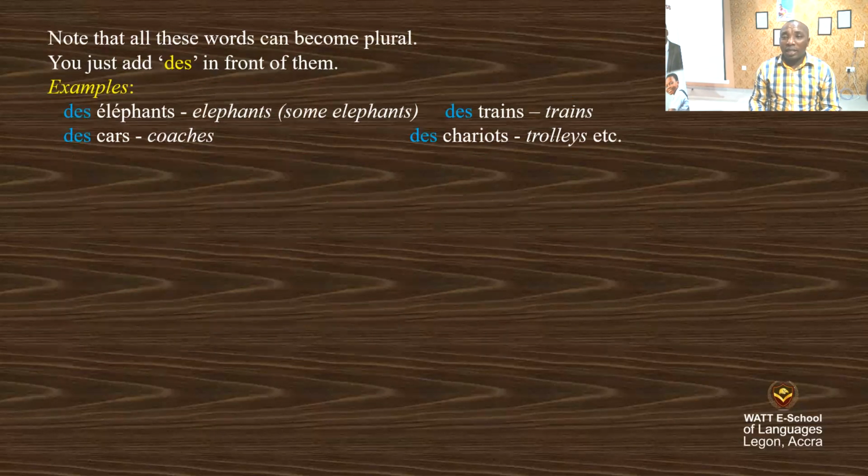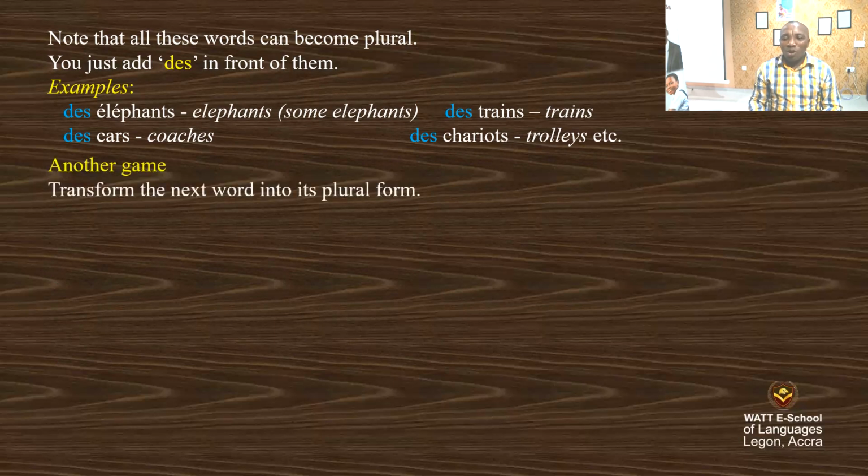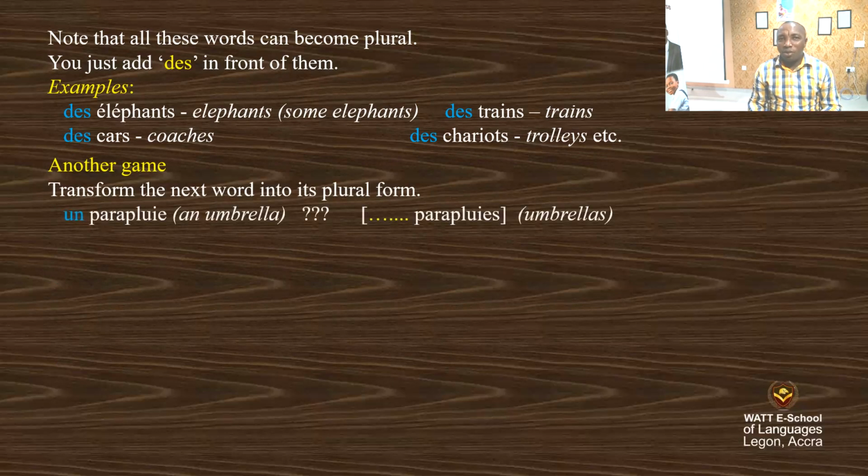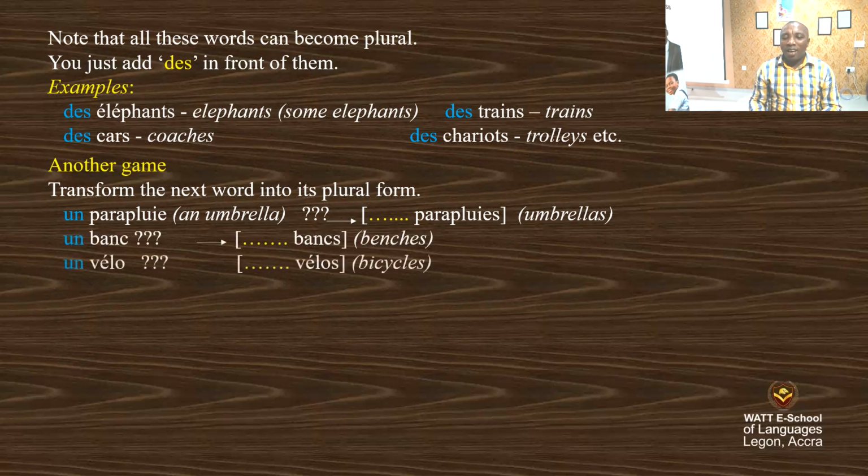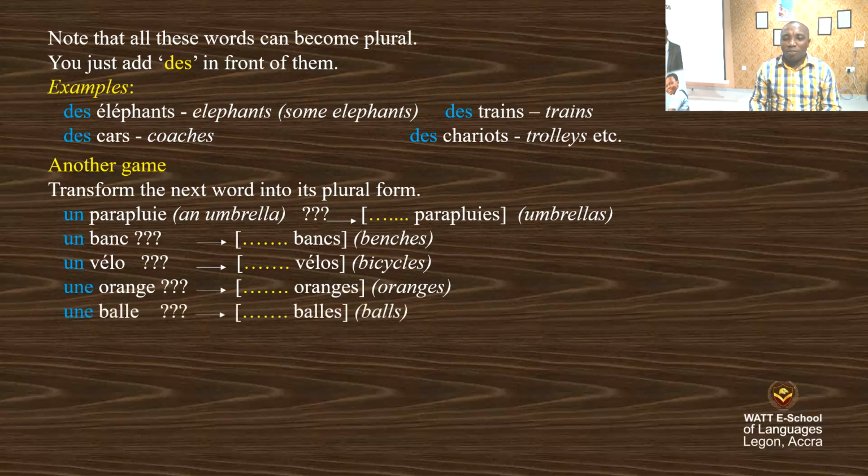Let's also have a look at another game. We just played the game. We are going to have a look at another one. So transform the next word into its plural form. Un parapluie, what will you say? Un banc, what will you say? Un vélo. Une orange, what is the plural of une orange? Une balle, what is the plural of une balle?